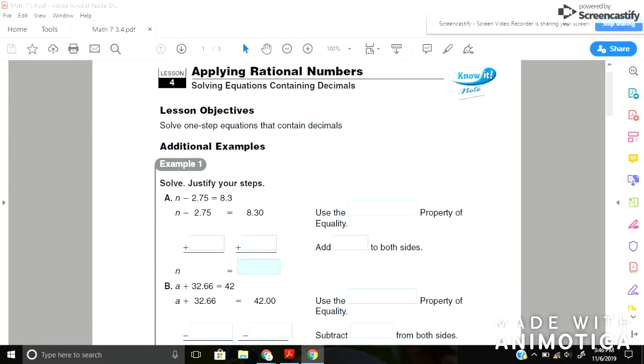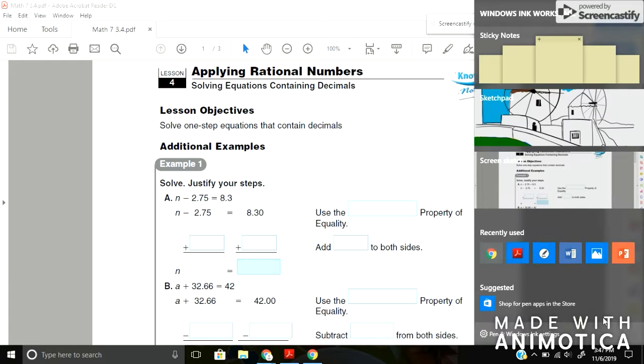All right, welcome 7th grade to lesson 4 in chapter 3. Today we're going to be talking about solving equations containing decimals. So this is very similar to just a few lessons or chapters ago when we were solving equations using addition, subtraction, multiplication, and division. And now we're just saying that you can do the same thing when you have decimals involved, okay? So let's take a peek at our first example.